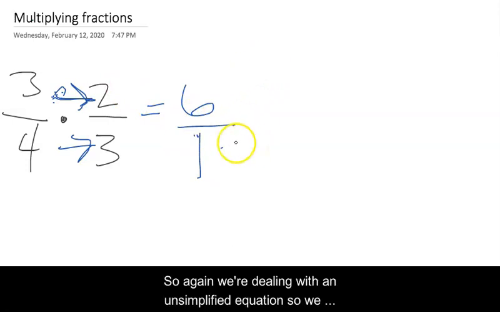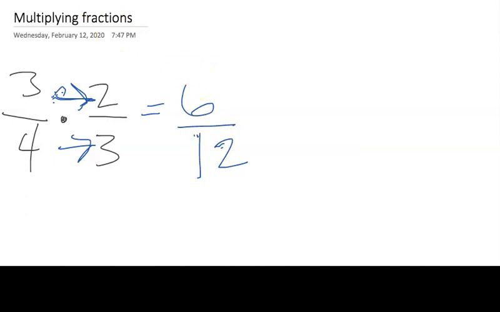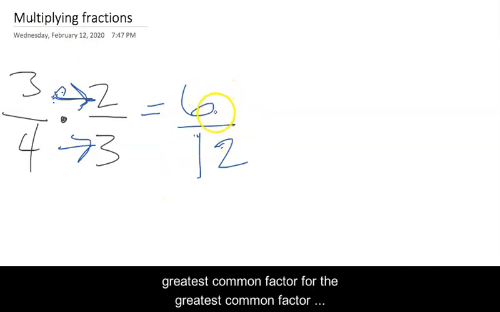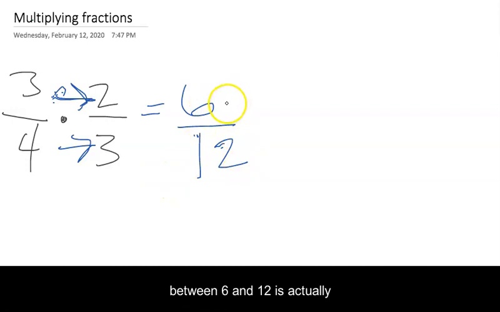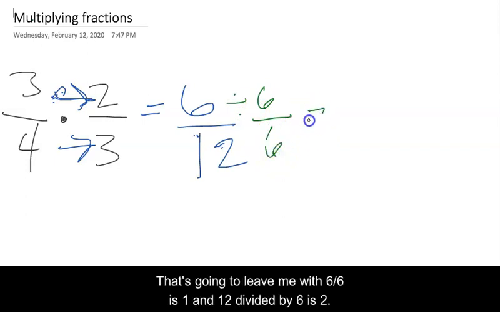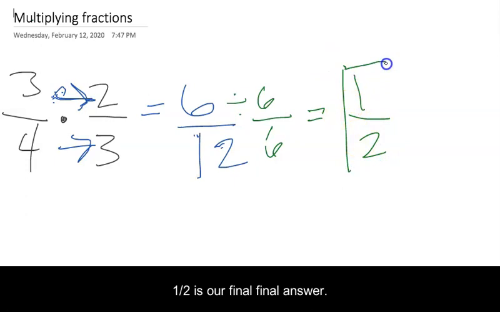Okay, so again, we're dealing with an unsimplified equation, so we're going to have to simplify this, and we're going to simplify it by dividing the top and bottom by a common factor, the greatest common factor. So the greatest common factor between 6 and 12 is actually 6. So I'm going to divide this by 6, our numerator, and I'm going to divide the denominator by 6. So that's going to leave me with 6 divided by 6 is 1, all over 12 divided by 6 is 2. And that is our final answer.